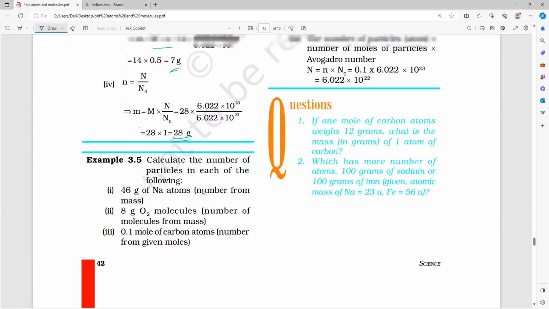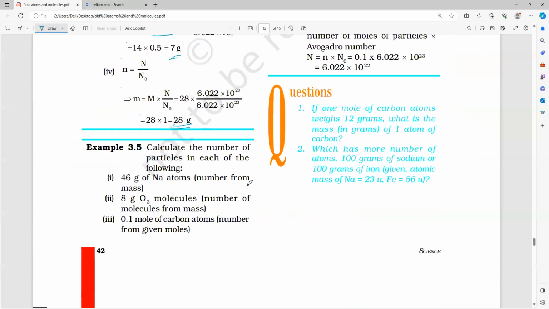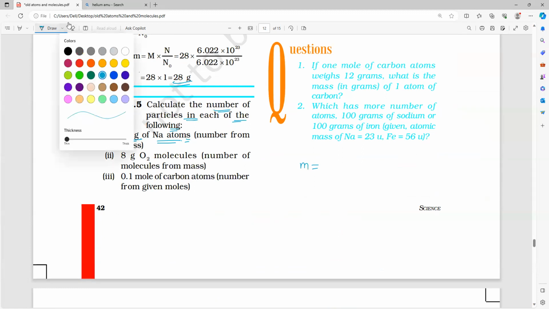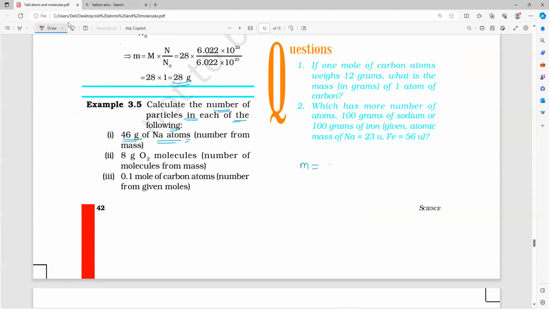One more question. I will solve it and then you have to finish all of these. One I will teach you, the remaining you do. Next. Calculate the number of particles in each of the following. But you see, guys, it is opposite. 46 grams of sodium atoms is given, and they are asking now the number of particles. Here itself I will solve. What is the given mass, everybody? 46 grams of sodium. So mass is given. Whatever they are asking doesn't matter.